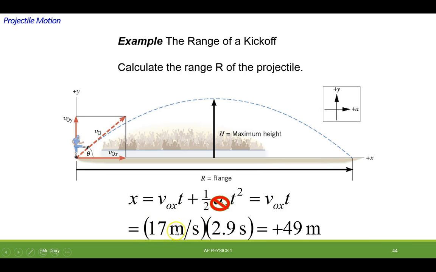Notice the velocity in the x doesn't change. So we took that velocity and we multiplied it by the total amount of time for the trip. The trip going up and back down. So while it was going up and back down, it also traveled 49 meters this direction. So hopefully these few examples showed you the independence of both the x and y direction.